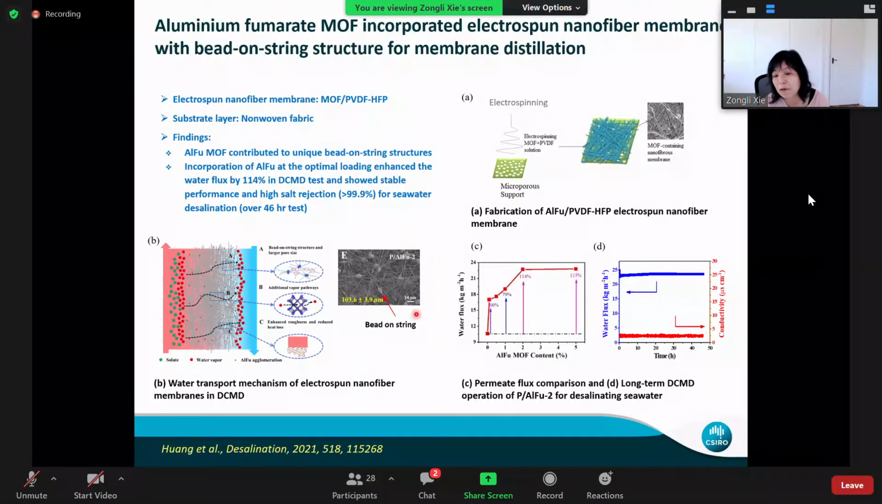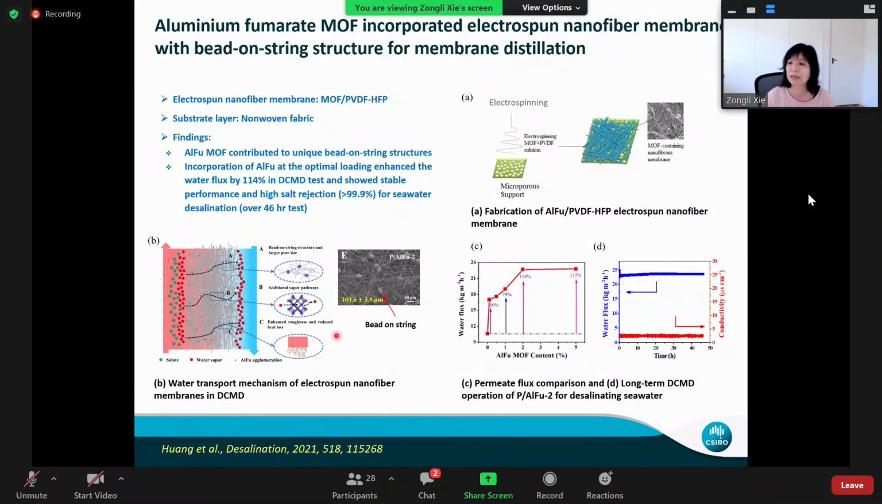And then so we are forming this beads-on-string structure. And this structure actually changes the porosity, changes the pore size of the membrane, and also changes the surface roughness. And in this work, what we found, I think mainly, is that we are able to enhance the water flux.